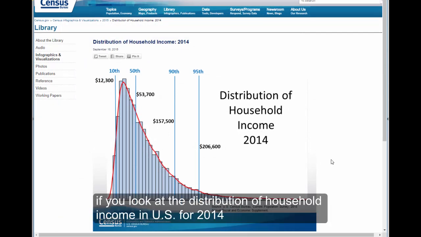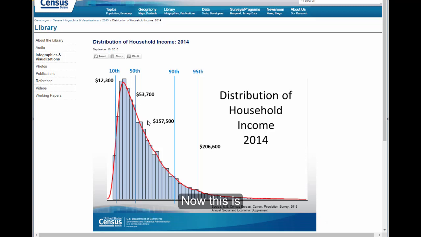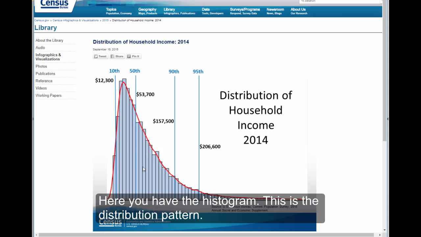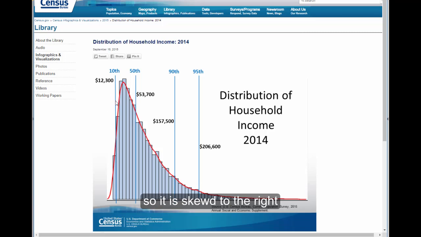if you look at the distribution of household income in the US for 2014, this is skewed to the right. Here you have the histogram, and this is the distribution pattern. So it's skewed to the right.